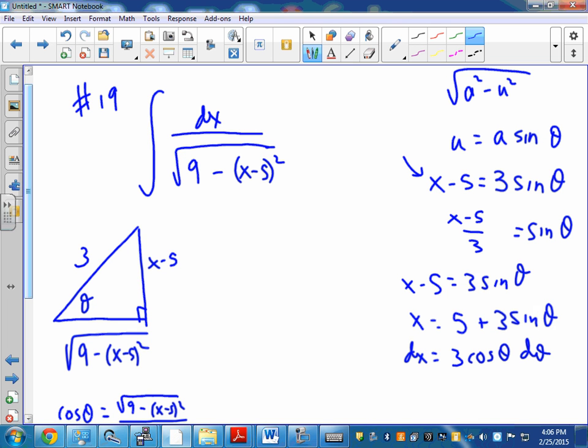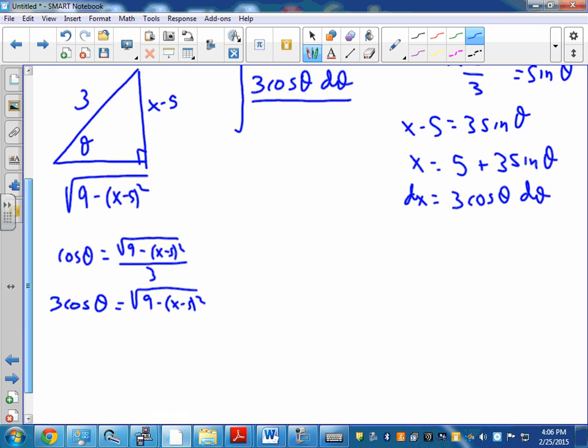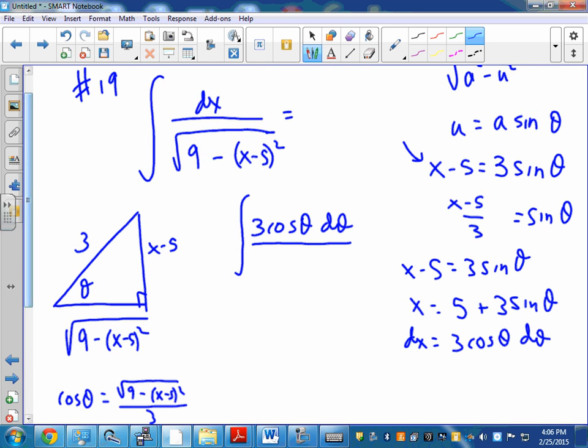So using the substitutions that we've got, this integral turns into another integral. dx is going to be 3 cosine theta d theta. The radical we said was 3 cosine theta. So obviously all of this cancels out, and we're simply integrating d theta, which should be easy enough, is theta. So you think you're done? Well, of course you're not done. You have to turn it back into x's.